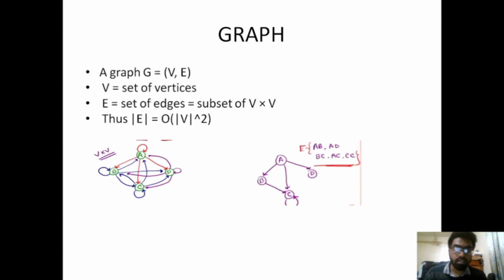So we can see another example of a graph which has a few edges. The edges are A to B, A to C, A to D, B to C, C to C. So those are the edges of this graph, and that E is a subset of all possible combinations of a graph. So E is a subset of that.